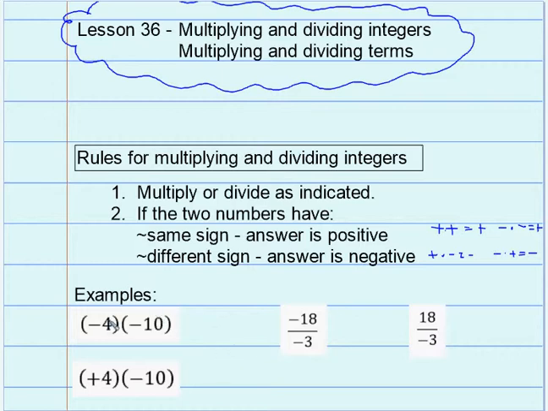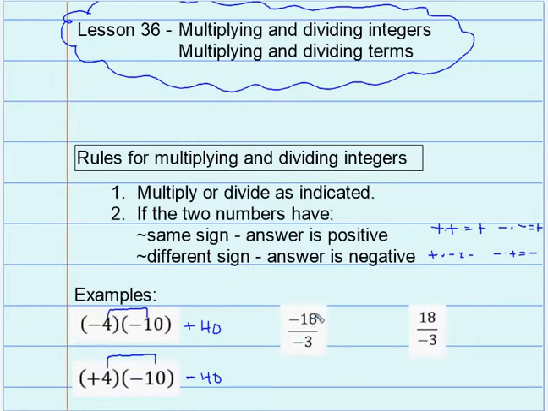Here are some examples. Multiply negative 4 times negative 10. Well, 4 times 10 is 40, and I have the same sign, so my answer, my product, is positive 40. Here I have positive 4 times negative 10. 4 times 10 is 40. I have opposite signs, so my product is negative.